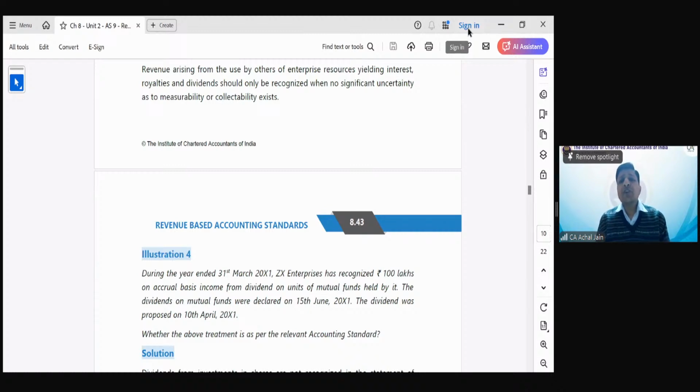Now please understand, when it comes to revenue recognition in relation to the dividend, the dividend was proposed on 10th of April, and this was declared on 15th of June. Till the time the dividend is not declared, can we say that the right to receive that payment is established? The answer is no.